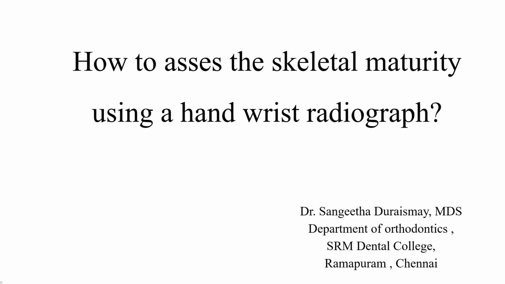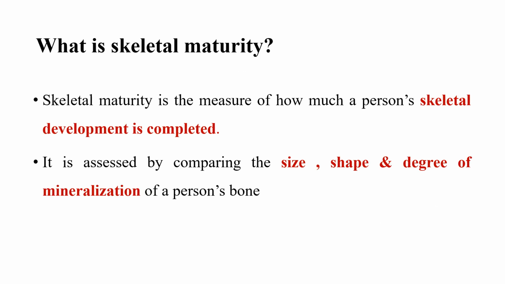In this educational video, you are going to learn how to assess the skeletal maturity using a hand-wrist radiograph. What is skeletal maturity? Skeletal maturity is the measure of how much a person's skeletal development is completed. It can be assessed by comparing the size, shape, and degree of mineralization of a person's bone.